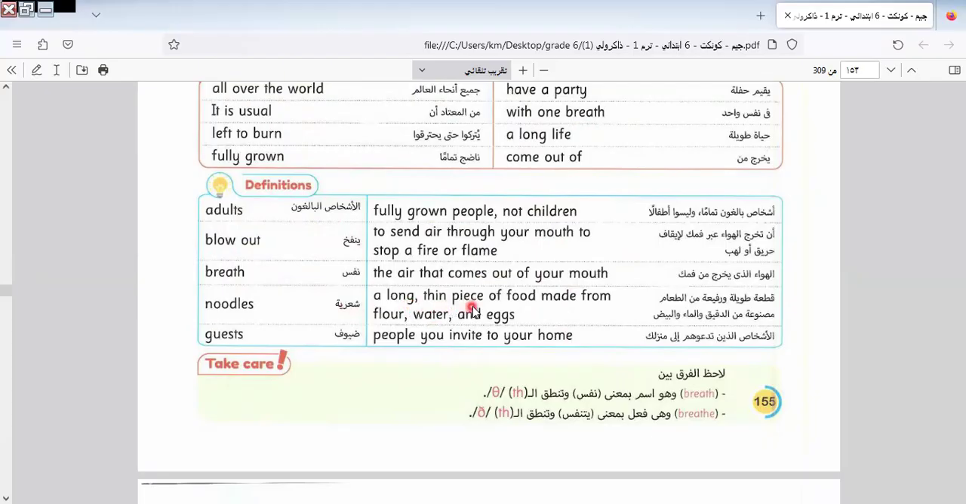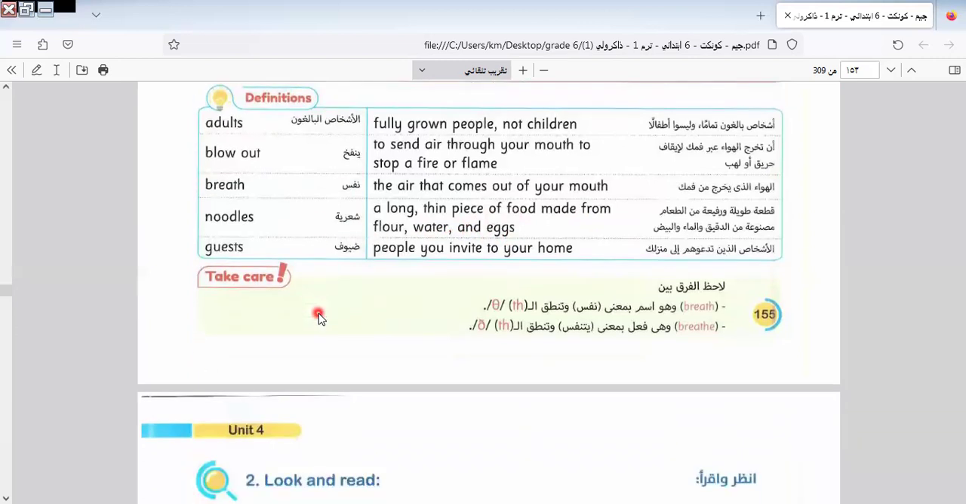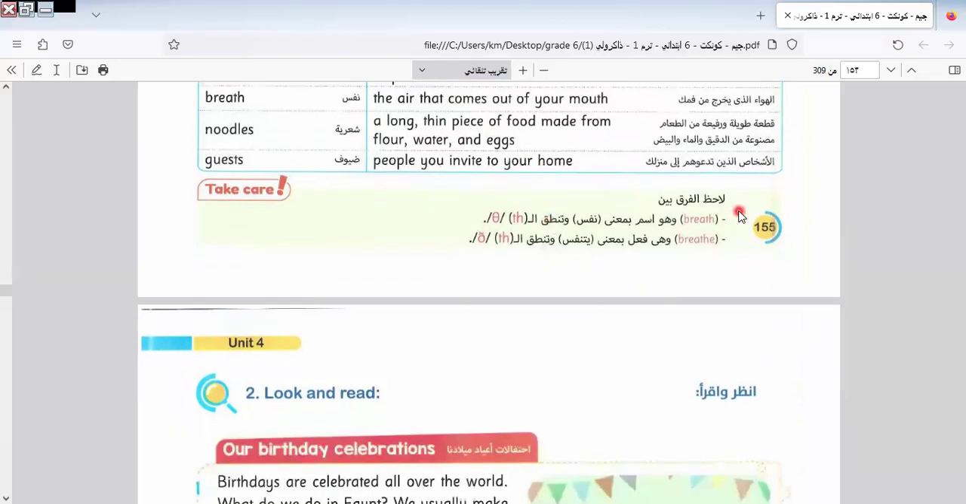Noodles: a long thin piece of food made from flour, water, and eggs. I think all of us know noodles, and every day we buy it from the market and eat it. Noodles is not difficult to know. Guests: people who you invite to your home.